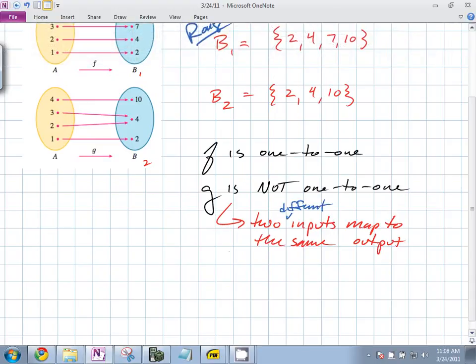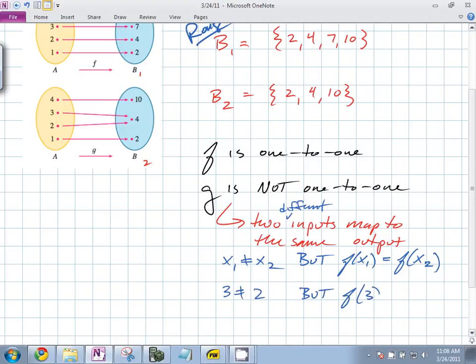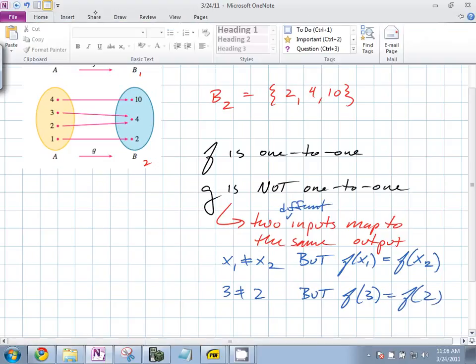So what does that mean? That means that x1 does not equal x2, but f of x1 equals f of x2. Numerically, what does this mean? 3 does not equal 2, but what? Yes. So let's go back and, so we figured out what one-to-one isn't.